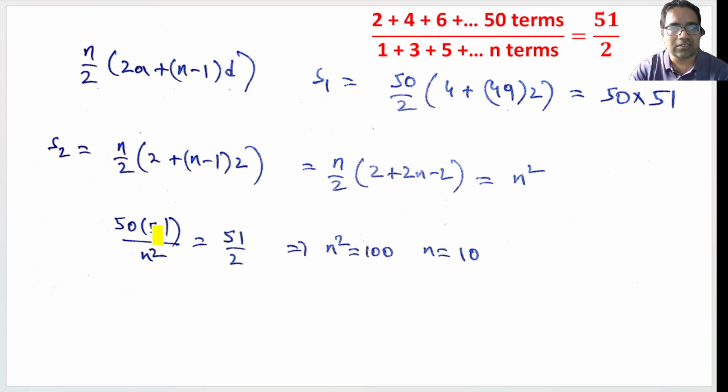51 by 2. This 51 we can cancel, 51 and 51. If n square goes this side, then 2 into 50 is n square, which is 100. So n square equals 100, n equals 10. n cannot take negative terms, right? n square equals 100, n is plus or minus 10, but here we are concerned only about the positive term. So in the denominator, there are 10 terms.